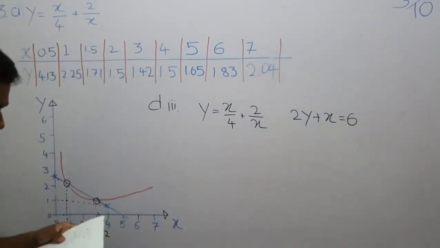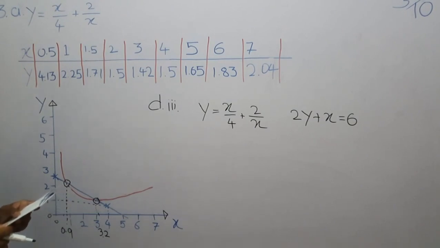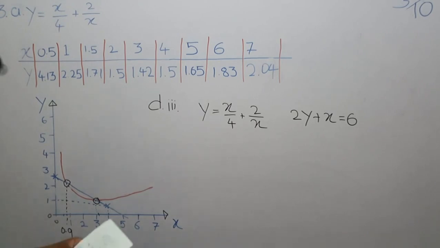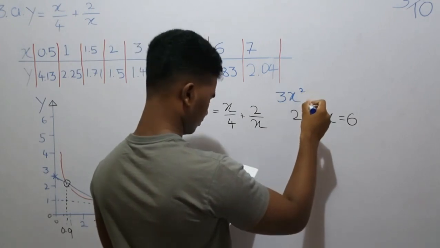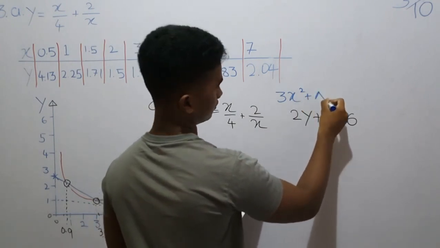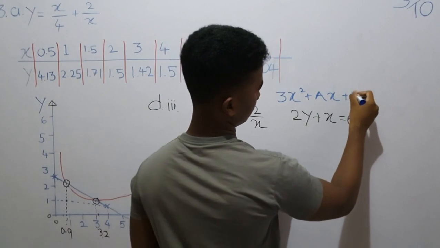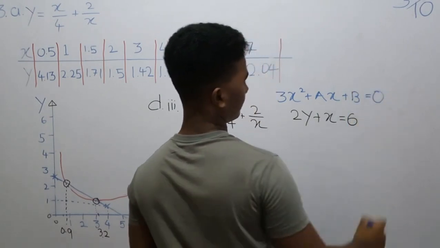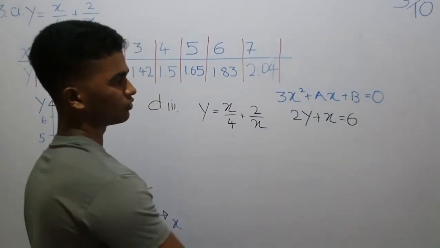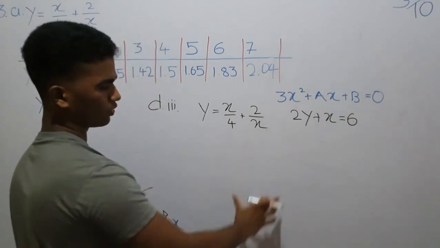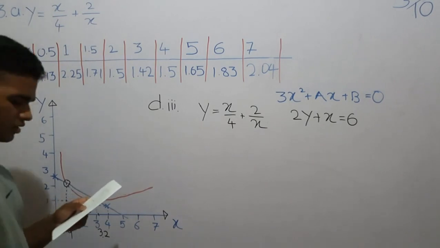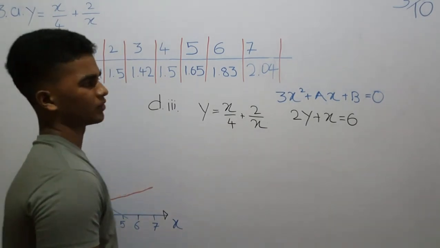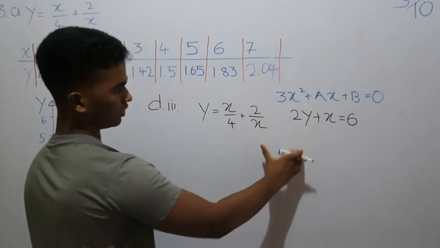Now they are telling us these x coordinates are the solutions of the equation. They have given an equation 3x squared plus ax plus b equals 0. They are telling us to get the values of a and b using these two equations. Use the two equations to find the values of a and b. So we should form this by using these two equations.